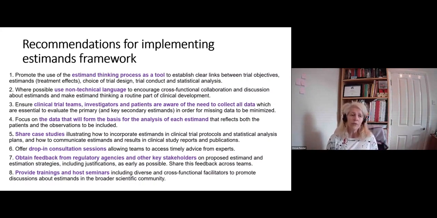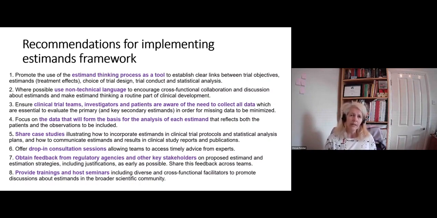We recommend offering drop-in consultation sessions. So if you do have some groups, some SMEs, some experts who begin to really adopt the framework, allow other teams to contact those colleagues and help to embrace the framework.